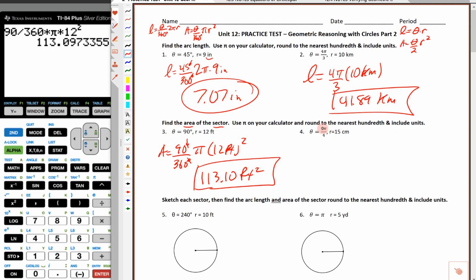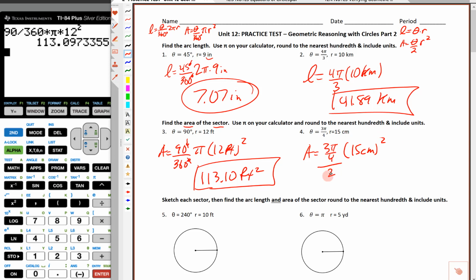And then this one, this is 3 pi fourths, not 4 pi thirds. This is 3 pi fourths, and then the radius is 15. So on this one, when we plug into the formula, this is going to be 3 pi fourths. We're going to divide that by 2, and then we're just going to multiply by r squared. So this is going to be 15 centimeters squared.